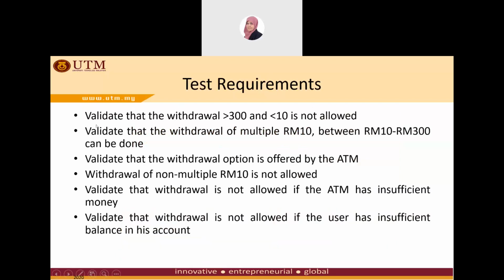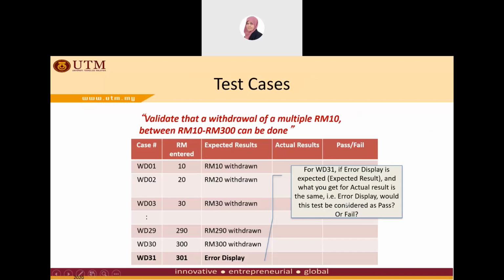So this is the test requirement that we get from the ATM now. First we validate that a withdrawal greater than 300 and less than 10 ringgit is not allowed. Validate that a withdrawal in multiples of 10 ringgit, between 10 ringgit and 300 ringgit, can be done, and so on. All these are the scenarios that can happen during the withdrawal process at the ATM. So these are the test cases, the table we prepare.